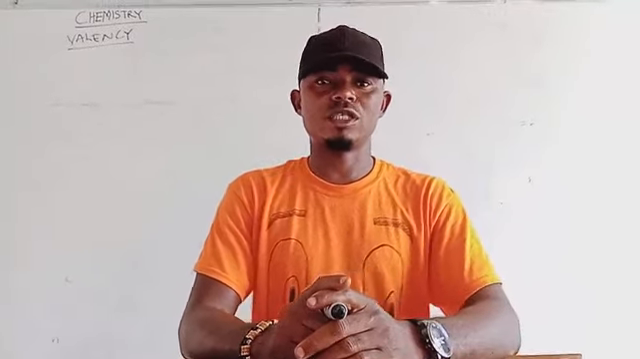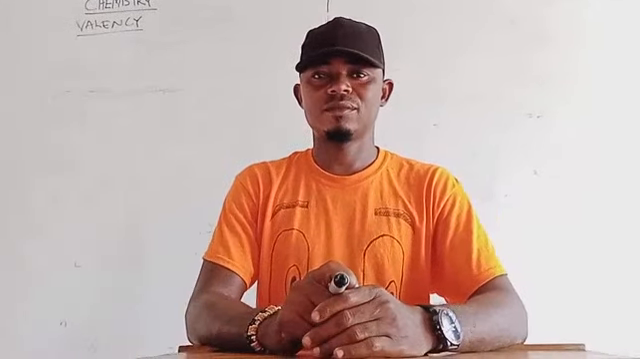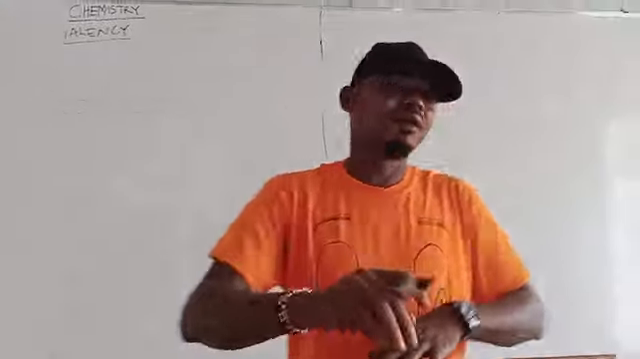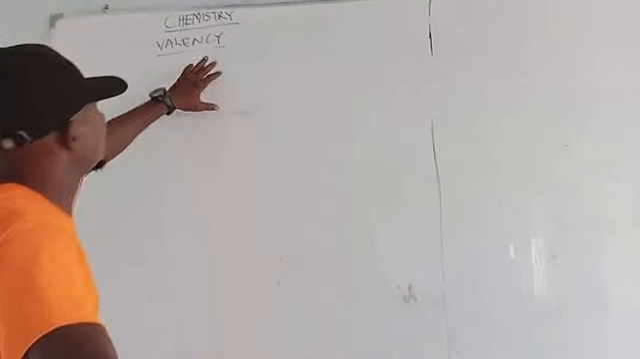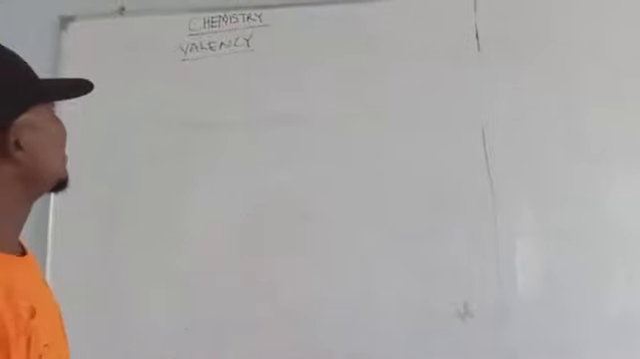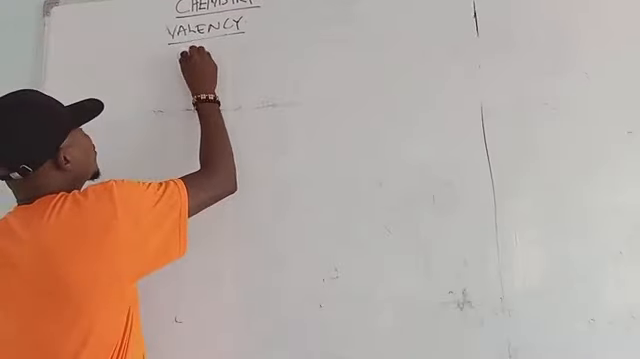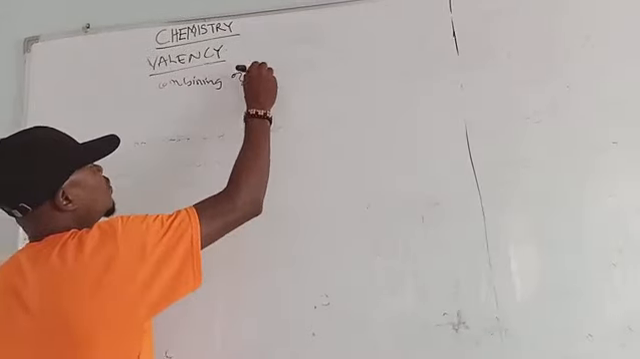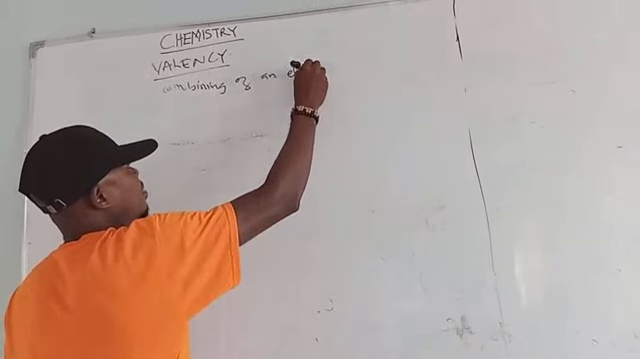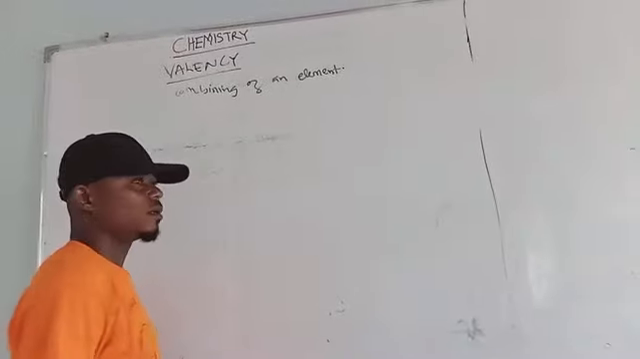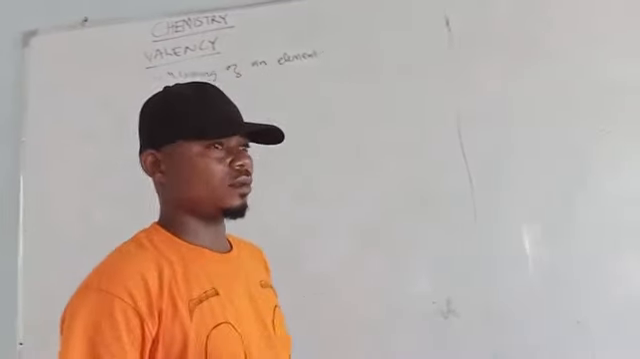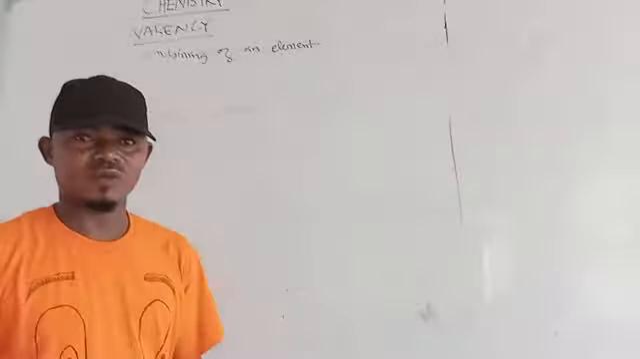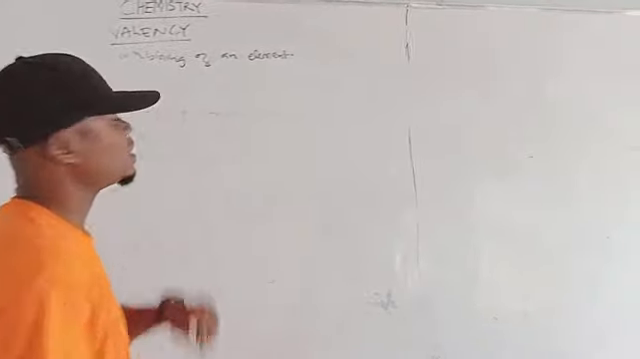Today we're going to be looking at the concept of valency. What is valency? Valency, or oxidation state, is simply the combining power of an element. When an element goes into reaction, by what factor is it going to react? That's what valency is. It's actually a property of an element.